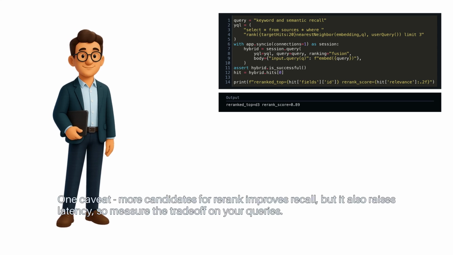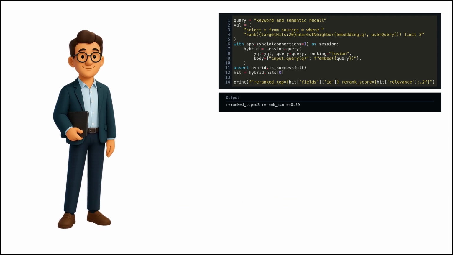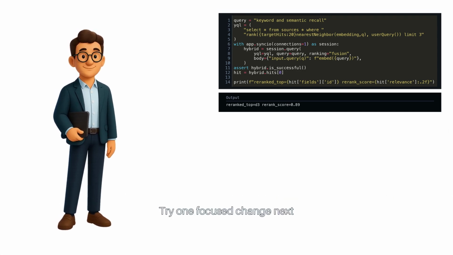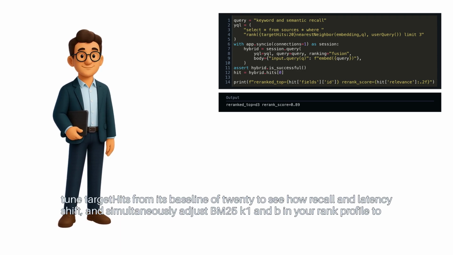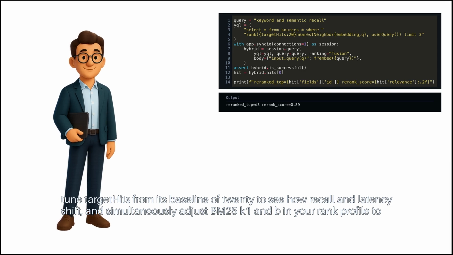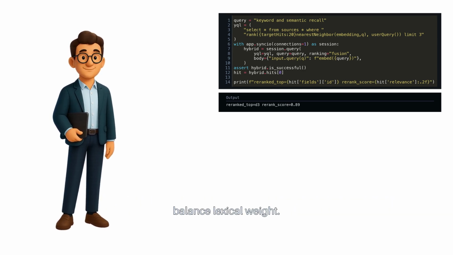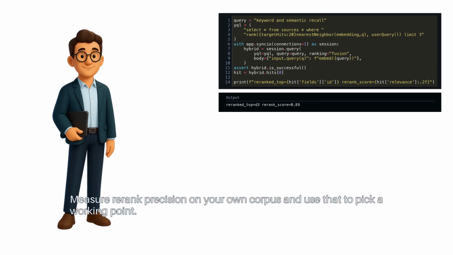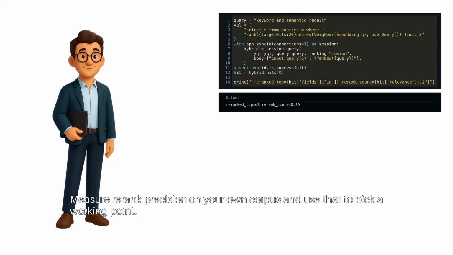One caveat: more candidates for re-rank improves recall, but it also raises latency. So measure the trade-off on your queries. Try one focus change next. Tune target hits from its baseline of 20 to see how recall and latency shift, and simultaneously adjust BM25 K1 and B in your rank profile to balance lexical weight. Measure re-rank precision on your own corpus and use that to pick a working point.